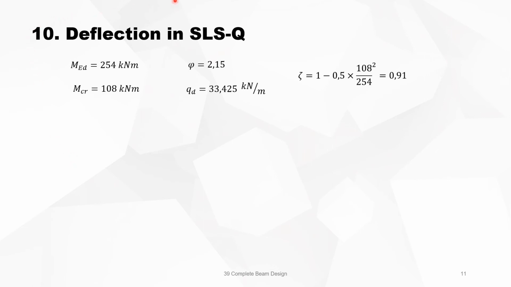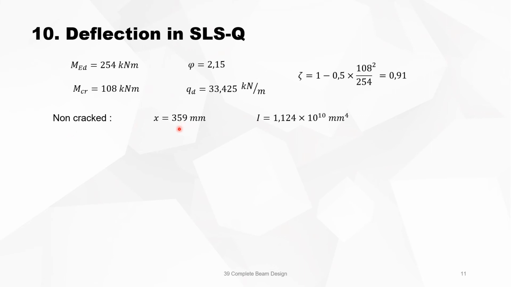Now we look at the deflection in SLSQ. The bending moment was 254, creep coefficient 2.15, the cracking bending moment was 108, the load was 33.425 kilonewton per meter. That means that the deflection factor, or the interpolation factor, is equal to 0.91. Beta is 0.5 because we are looking at the long-term deflection.